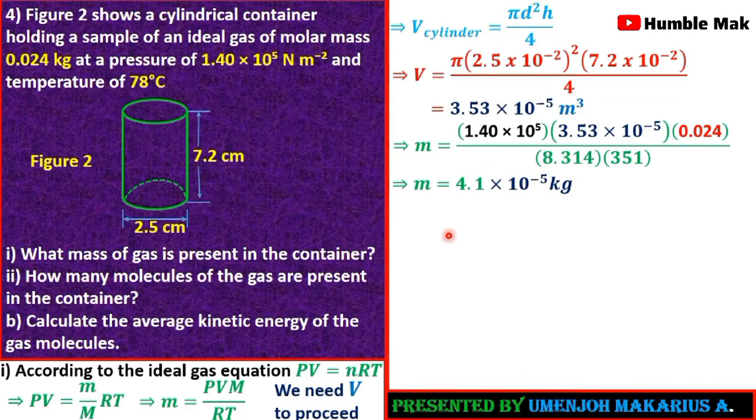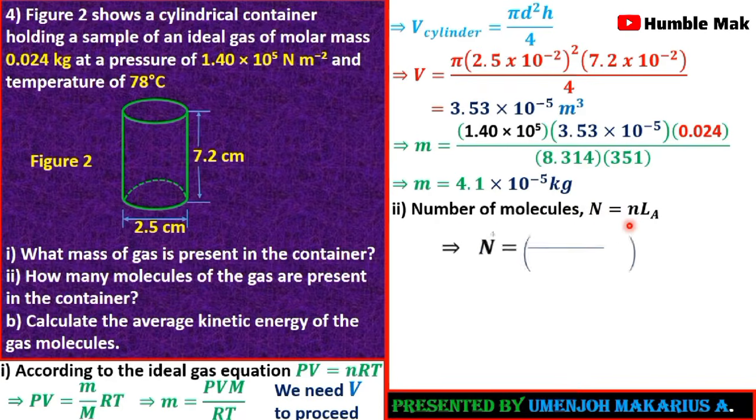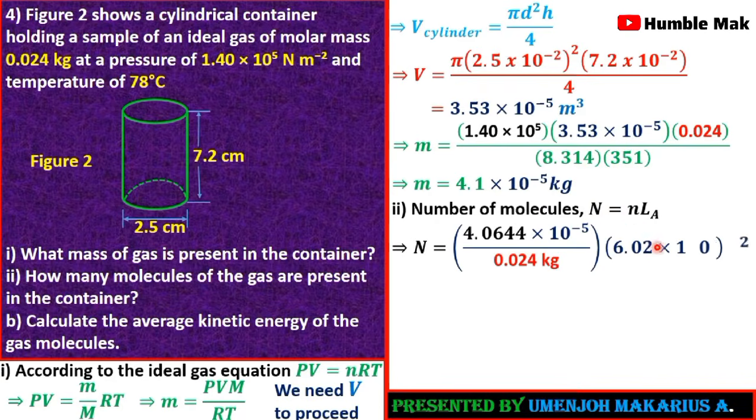Now, the next part is asking how many molecules of the gas are present. So, friends, how do we get that? We should know that the number of molecules, or the number of particles, is given using Avogadro's constant: N equals the number of moles times Avogadro's constant. The number of moles is given mass over molar mass. The given mass is what we calculated to be 4.1 times 10 raised to the power negative 5.